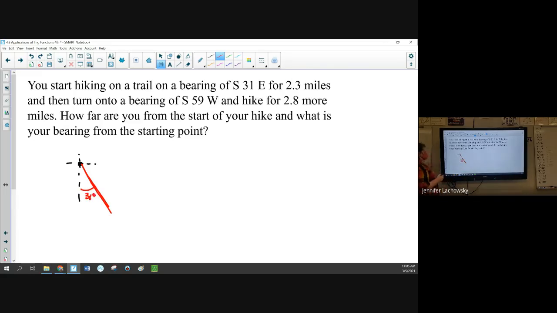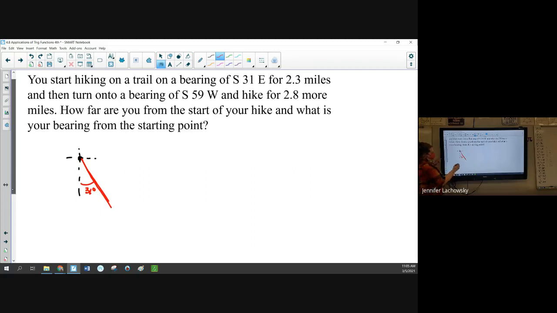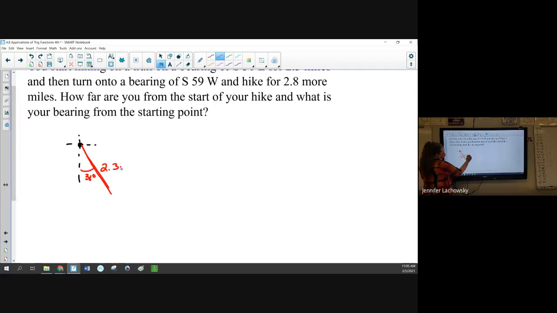For how many miles? 22.3 miles. And now what do I do? You go south 59 degrees west. So then I do another little crosshairs. And south 59 degrees west. 59, can't read. That's good. So 59 degrees west. For 2.8 miles?